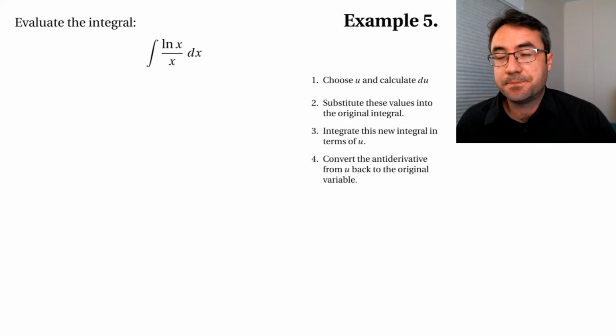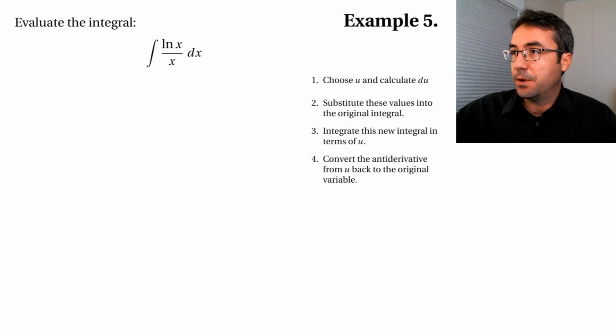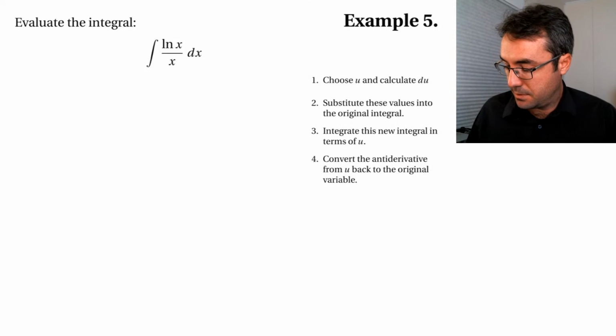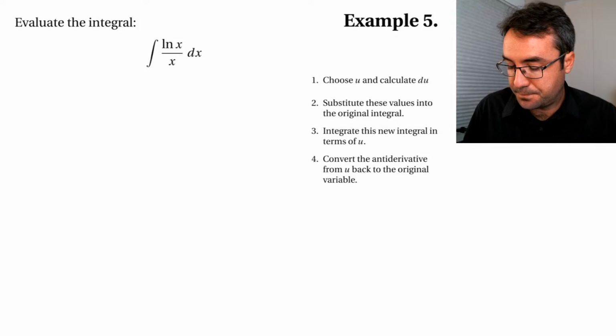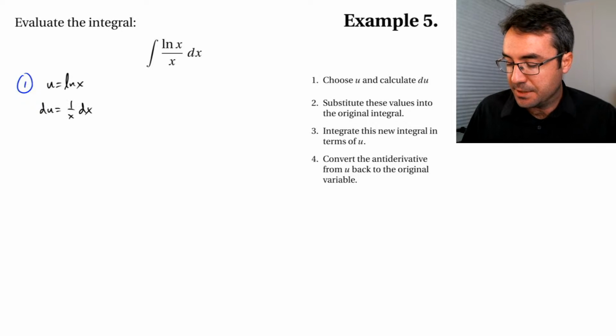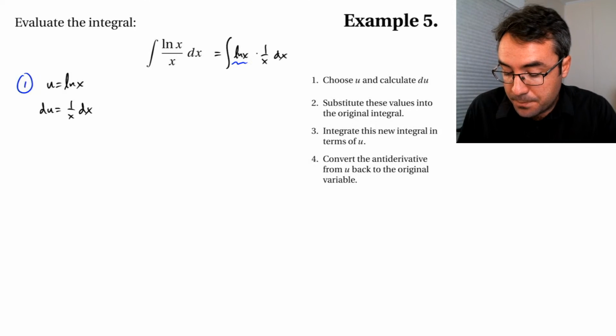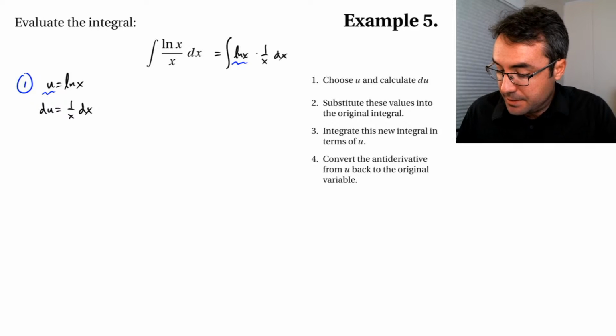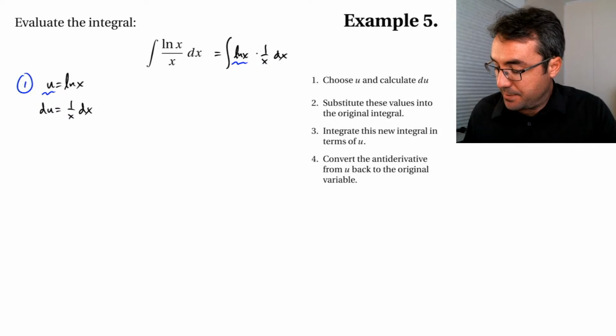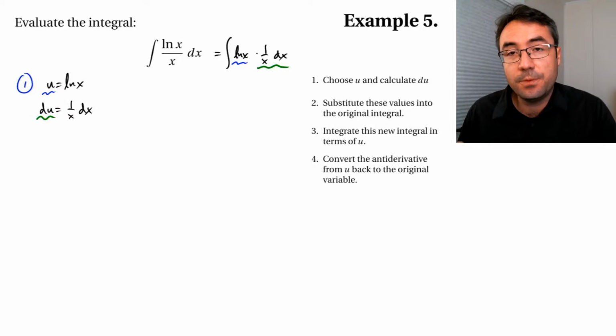So let's do it for real. We're going to let u equal natural log x. So du then is 1 over x dx. It's still helpful to have it written with everything separated. So natural log x times 1 over x dx. We know the natural log term there, that's going to be our u. And we know the 1 over x dx, that's going to be our term for du.